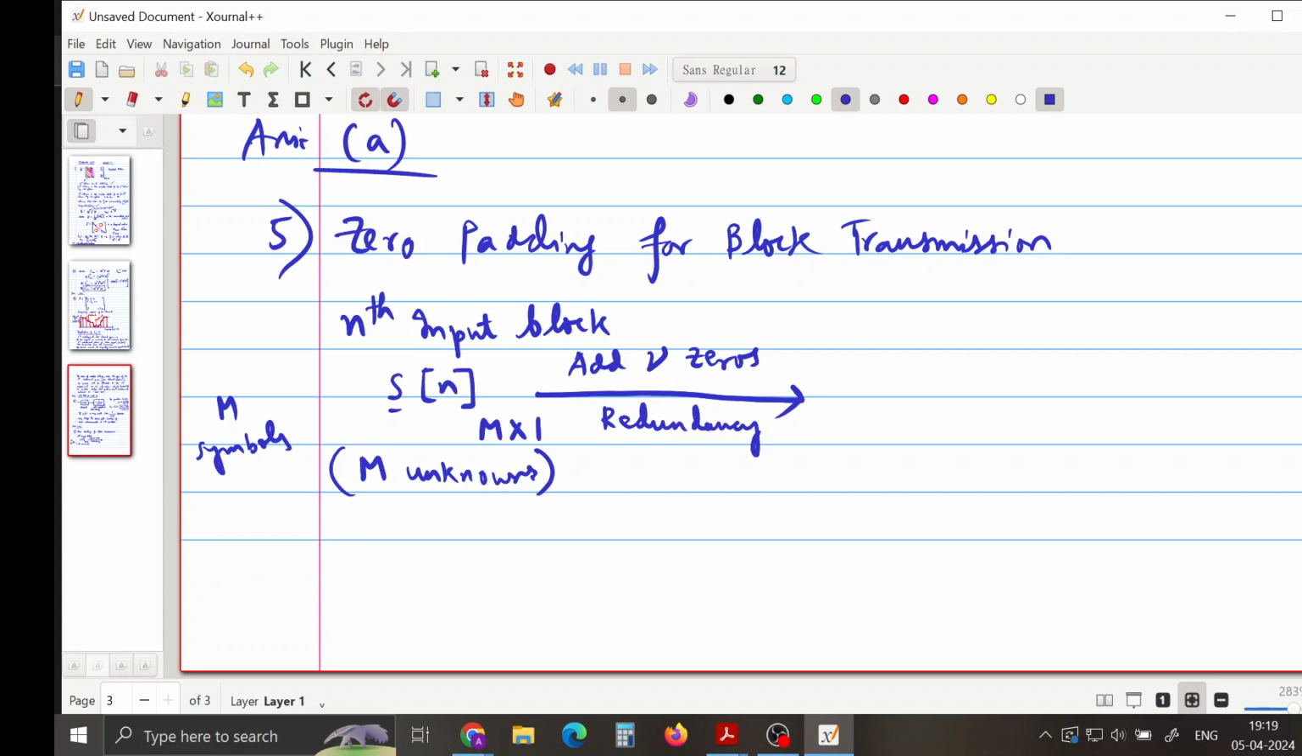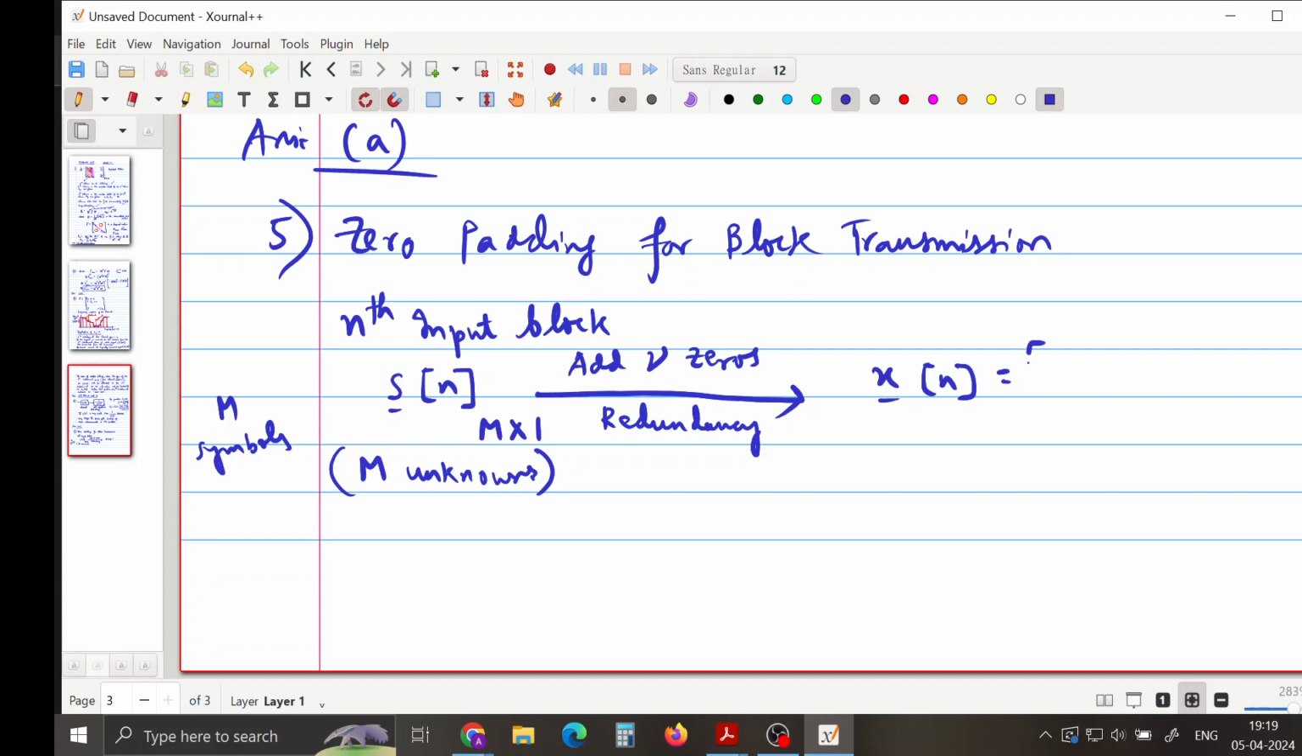Redundancy. Extra zeros that you are adding. So this results in a modified vector of a larger length. What's the length now? It is m plus mu, upon addition of mu zeros. So it becomes an m plus mu cross 1 vector, and m plus mu is actually equal to n, as per the notations that we have seen in the lectures.